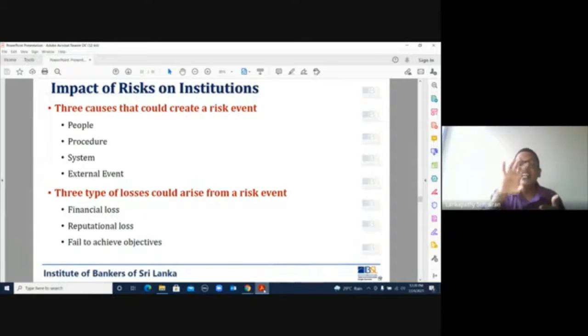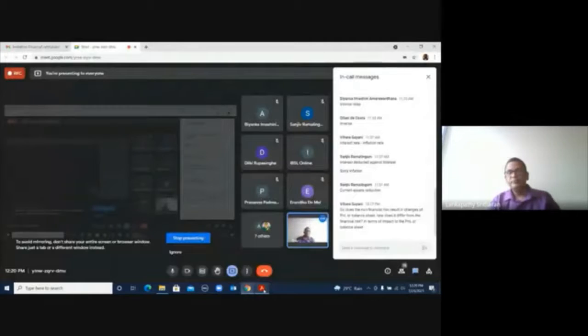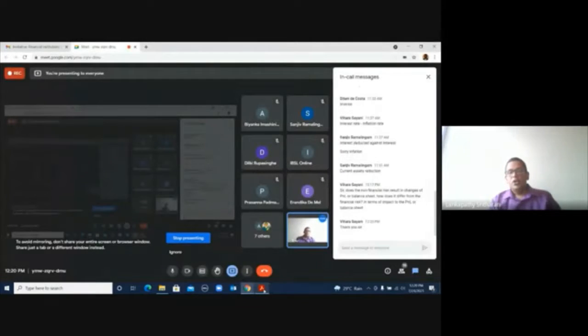The first one is it is not a direct hit to the P&L and balance sheet, so non-financial risk. But if it is a financial risk, that will directly affect the P&L and balance sheet. That is the difference actually. I think you would have got the point. Okay. If you have any questions, you can ask.